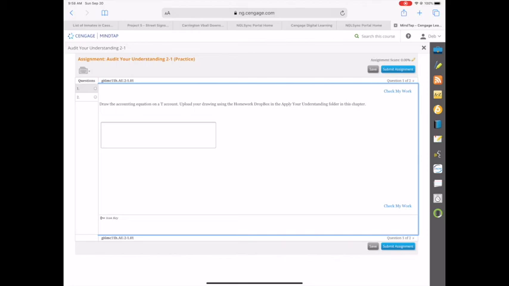When you work with this one, audit your understanding. On the first question, it says, draw the accounting equation on a T account, upload it. What I would like you to do is just to type in the accounting equation and then submit that one. On question 2, again, it's the 2 accounting rules on how increases and decreases affect your account balances.